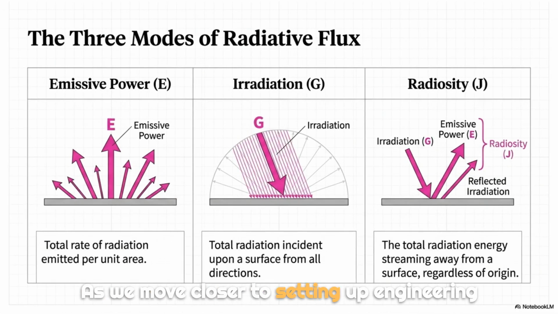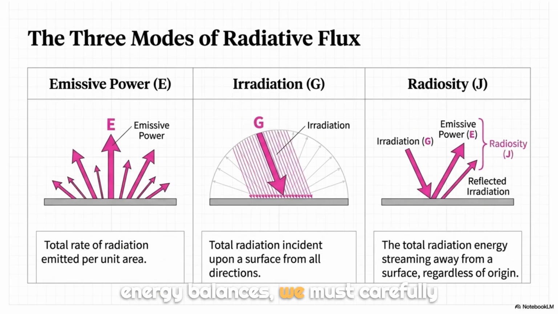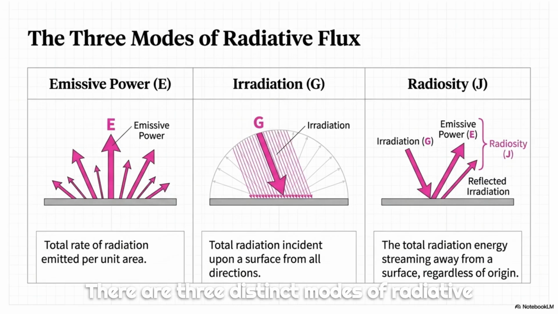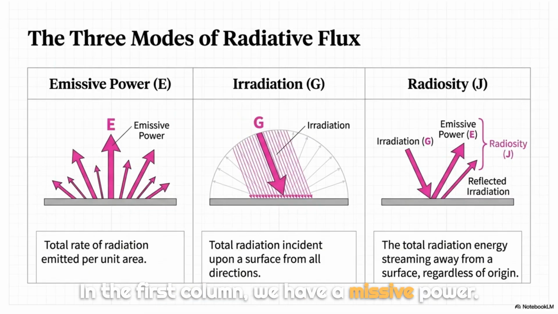As we move closer to setting up engineering energy balances, we must carefully categorize the different ways radiation interacts with the surface. There are 3 distinct modes of radiative flux, neatly organized in this table. In the first column, we have emissive power.